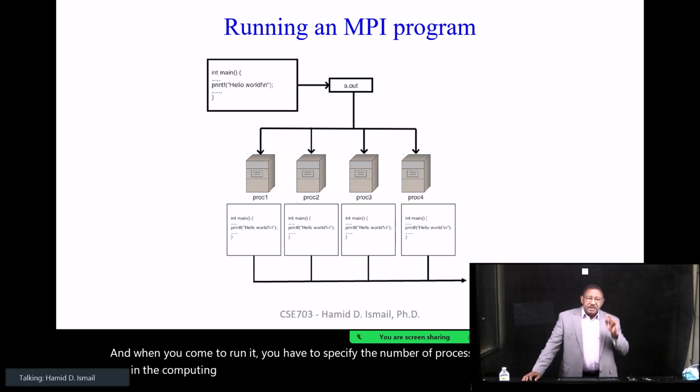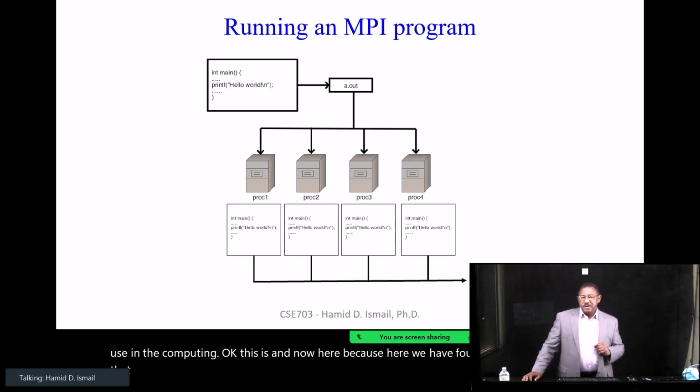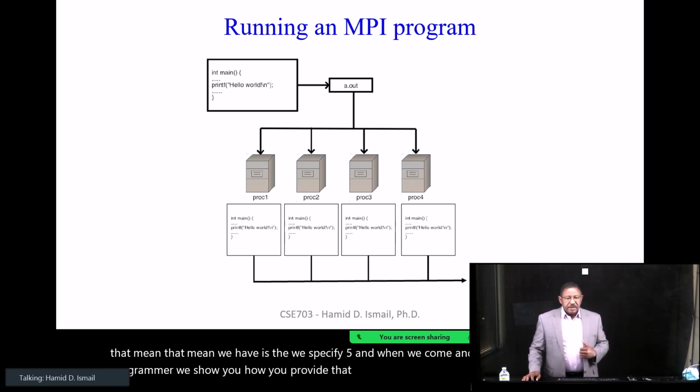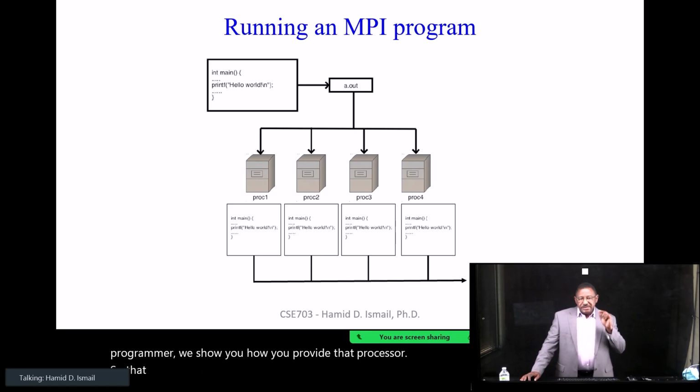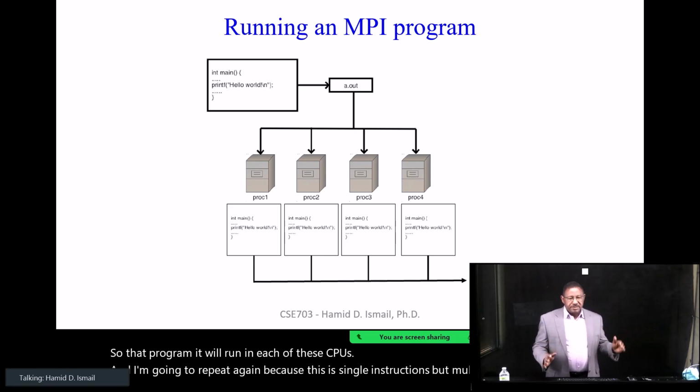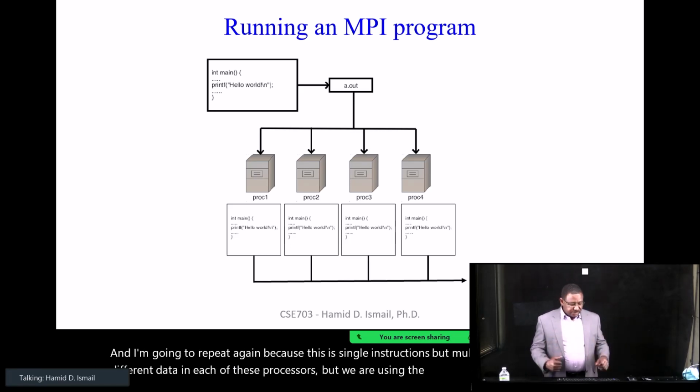Here we have 4 different processors, so we specify the number, and when we come to show you the first program, I will show you how you provide that processor count. That program will run on each of these CPUs, and I'm going to repeat again, because this is single instruction but multiple data. So the data is different in each of these processors, but we are using the same code. So this is the architecture and programming behind that.